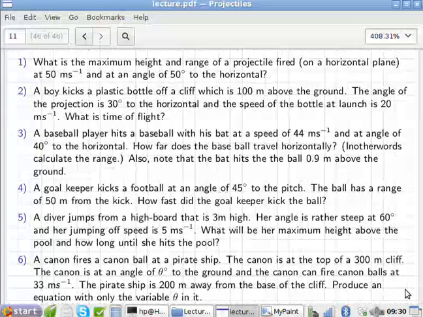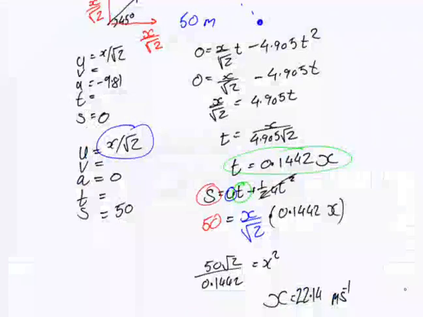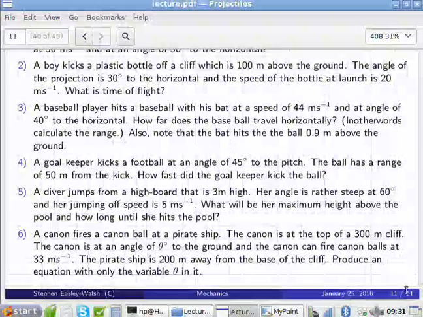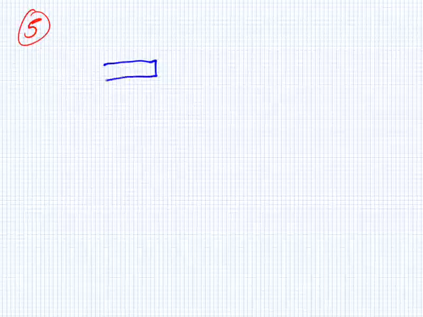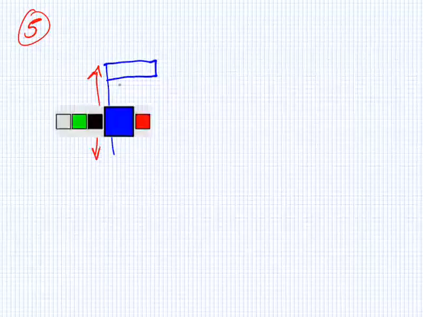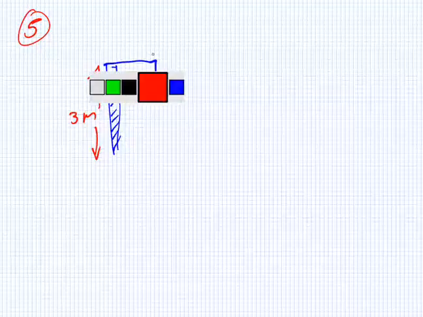The goalkeeper kicks the football at 45 degrees. The ball has a range of 50. How fast can we kick it? So this one's interesting because it's going backwards. You don't know the speed, you know the angle. So this one here is x cos 45, which would be x over root 2. And then here, this is x sine 45.